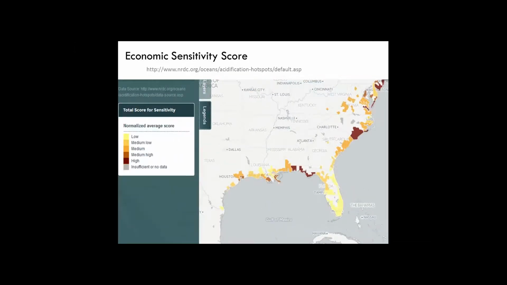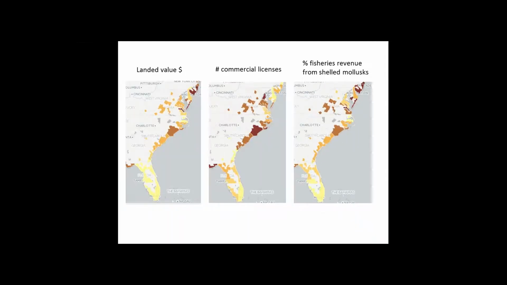Here is the economic sensitivity score close up for your region. And I would like to show you the three components that made up this index here. As I mentioned before, they are landed value, number of commercial licenses, and the percent of revenues from shelled mollusks out of total fisheries. And you can see how the different geographic units, what we call our county groups, change and shift a little bit from one measure to another.